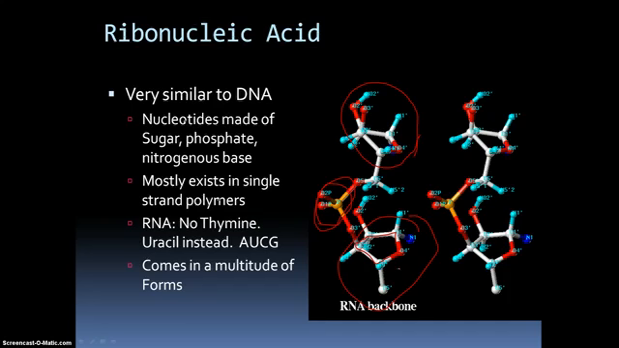Now, there's one huge difference between DNA and RNA, and that huge difference is right here. RNA, no thymine. There is no thymine in RNA. Instead, there is a nucleic acid known as uracil. Uracil is a replacement for thymine. It's a precursor. Again, it helps contribute to the lack of stability in RNA and all of those things.